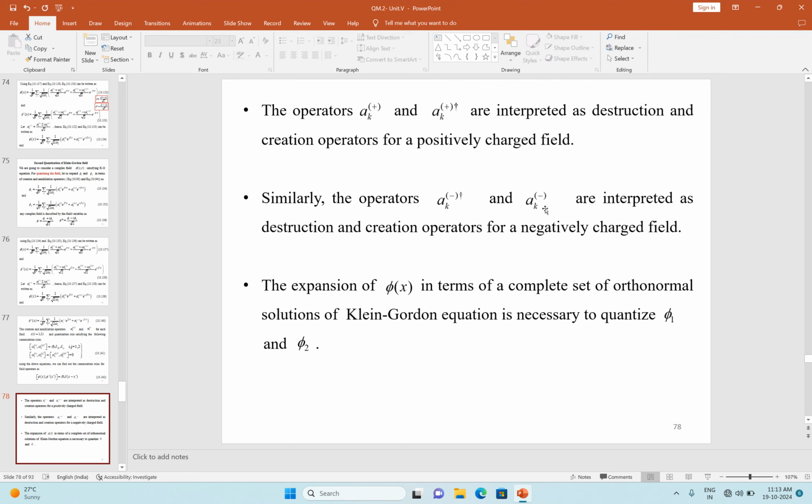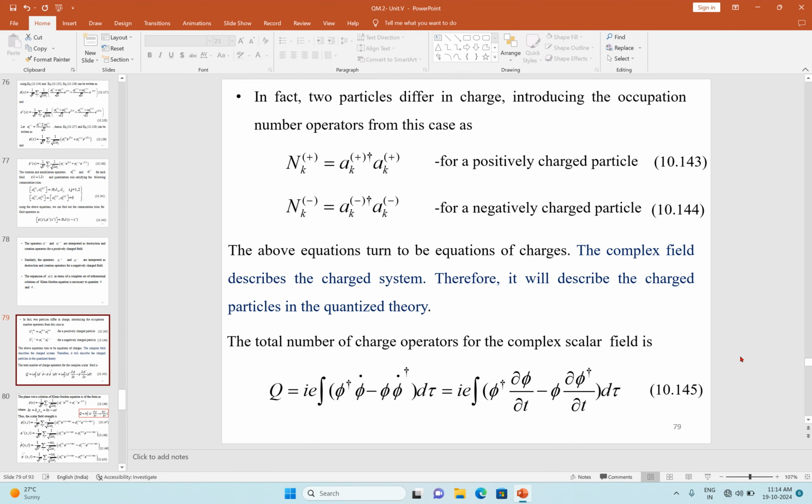The expansion of phi of x in terms of a complete set of orthonormal solutions of the Klein-Gordon equation is necessary to quantize phi 1 and phi 2. So our aim is to find out the quantization of phi 1 and phi 2. They are all field operators, and thereby we are going to quantize the charged particles. So that's our aim, in terms of number operators, which consist of creation and annihilation operators.